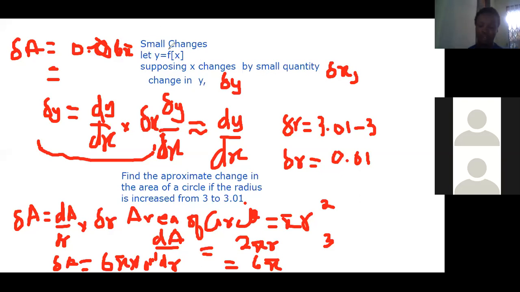Find an approximate value for the radius of a sphere if its volume is increased by 25 cm cube when the radius is increased by 0.04 cm. Take pi to be 3.142.